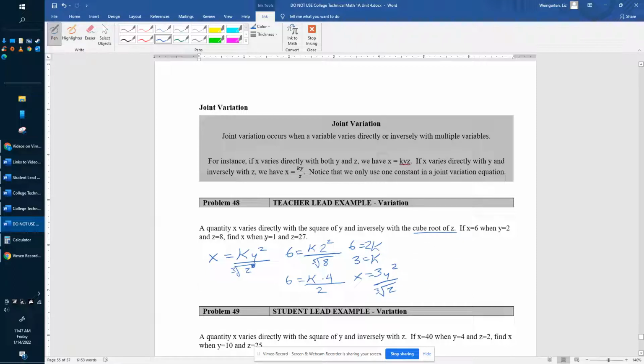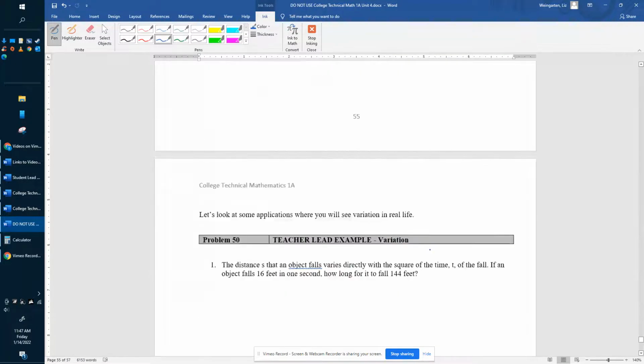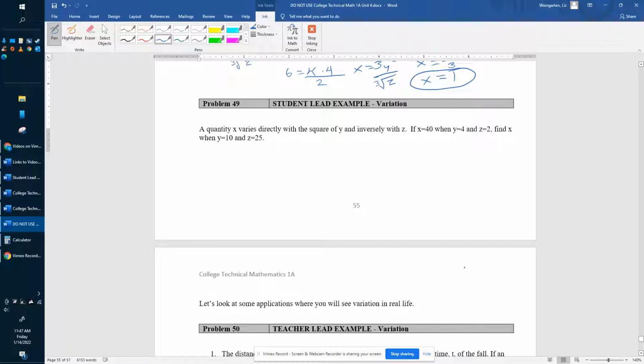Now we plug in our last values. They want to find x when y equals 1 and z equals 27. So x equals 3 times 1 squared over the cube root of 27. X equals 3 times 1 is 3. The cube root of 27 is 3, so x equals 1. There's our final answer. So go ahead, work on problem 29, and we can meet back here and look at our last examples.